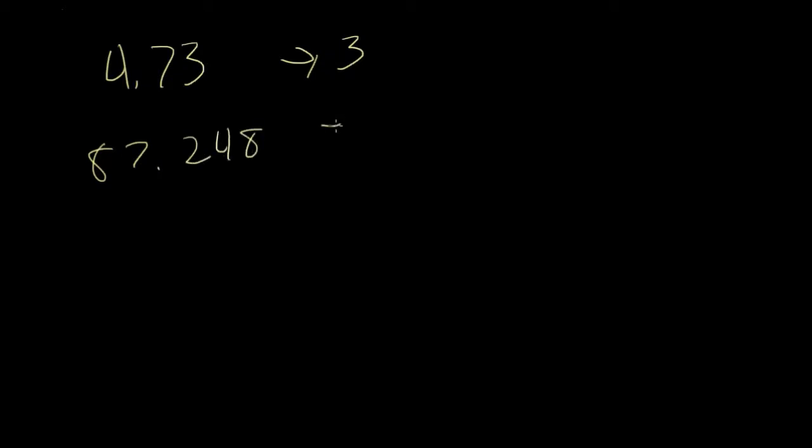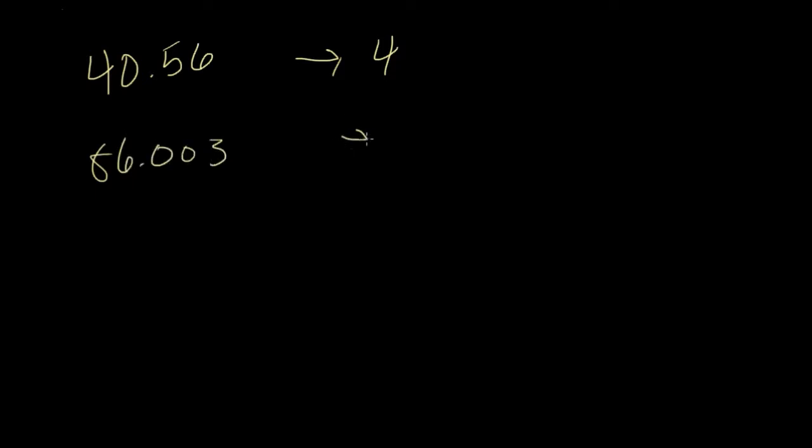So, first of all, numbers are significant. If I have 4.73, then that's 3 sig figs. If I have 87.248, that's 5 sig figs. Non-zero numbers are always significant. The problem arises when we have zeros, and it's not always clear what we're supposed to do. Zeros between non-zero numbers are always significant, so this would have 4. Similarly, if we had 86.003, since they're between non-zero numbers, this would have 5 significant figures. That's an easy enough rule.